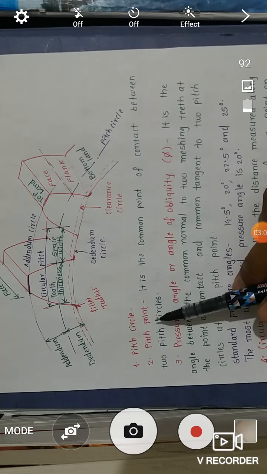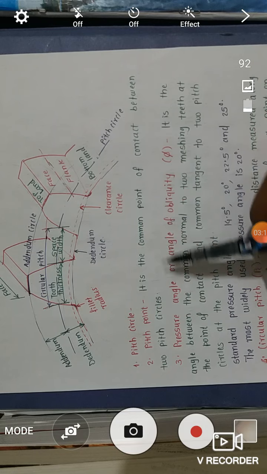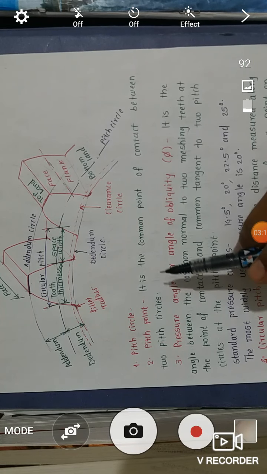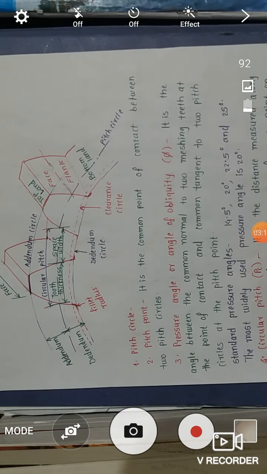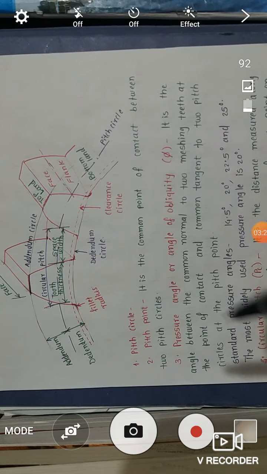Now the important points in this terminology. Pitch point is the common point of contact between two pitch circles. Meaning, if two circles are meshing, we consider the pitch circle diameters, and these two pitch circles meet each other at one point. That point is called the pitch point, and through this pitch point all load is transmitted from the first gear to the other gear.